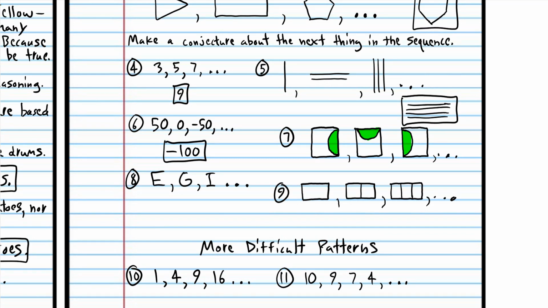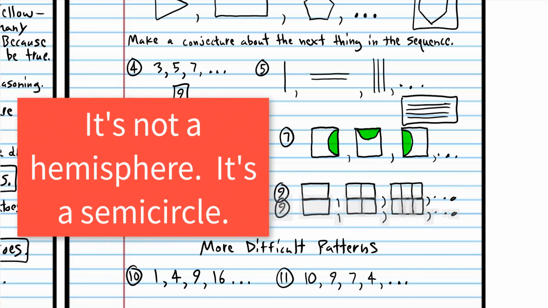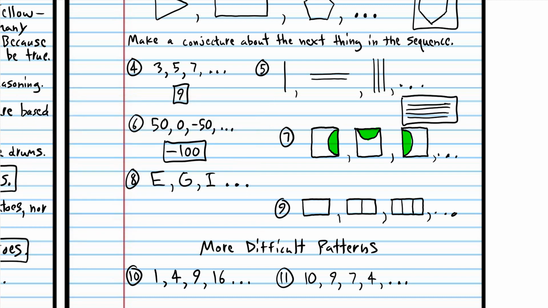All right, we're back. So the green semicircle is on the right of the square, and then it goes to the top, and it goes to the left. So based on that pattern, I'm going to make a conjecture.